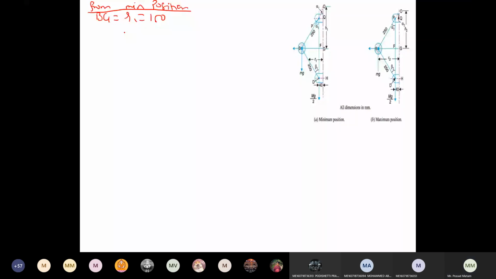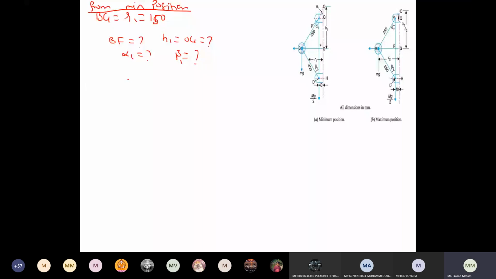I don't know the length of BF. Apart from BF, H1 is also unknown. H1 is equal to OG. Now let us try to find BF, H1, alpha 1 and beta 1. These are the four unknowns. Let us solve one by one.